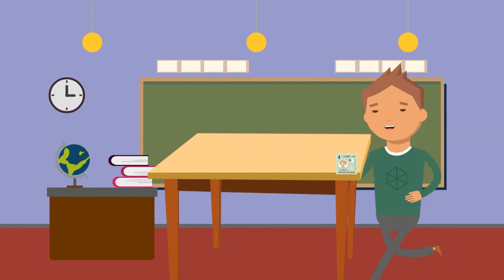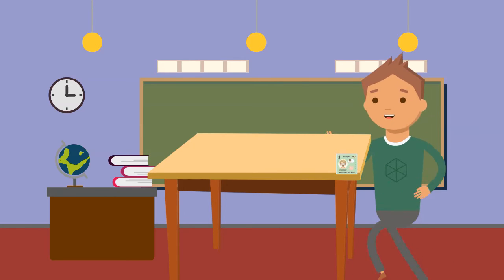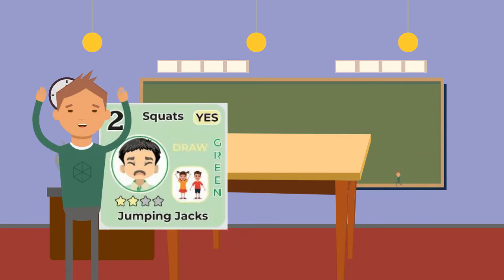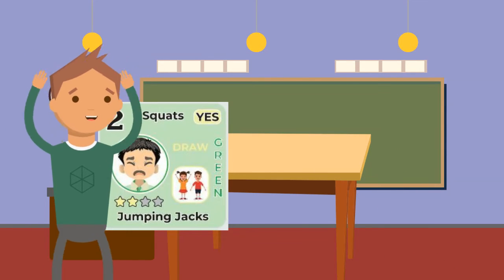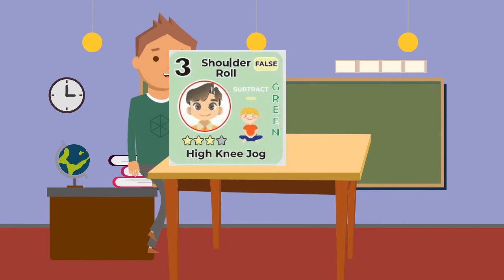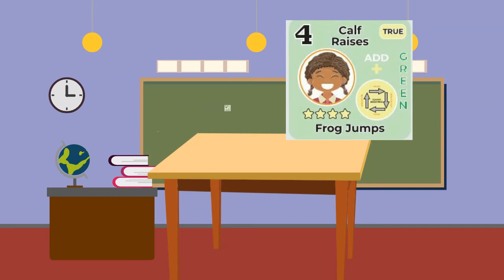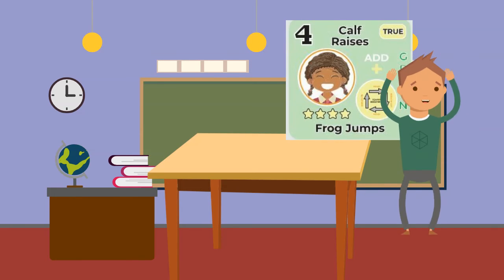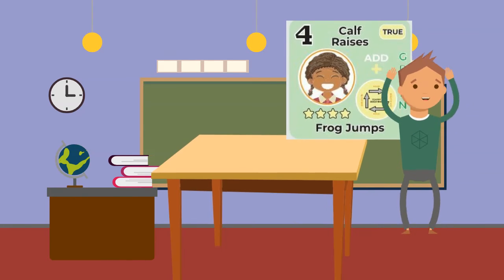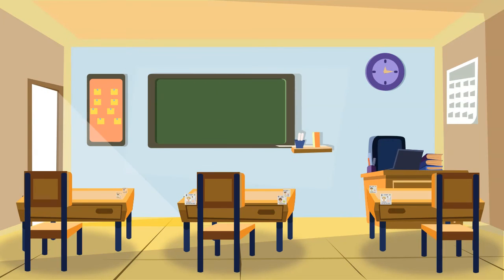For instance, if a student is at identifier number 1, they'll run on the spot or do lunges. If a student is at identifier number 2, they'll engage in jumping jacks or do squats. If a student is at identifier number 3, they'll engage in a high knee jog, and a low-intensity option is a shoulder roll. Lastly, if a student is on identifier number 4, they'll be doing a frog jump or calf raises to promote self-regulation. Deep breathing is incorporated in each identifier to stimulate a relaxation response in the body.